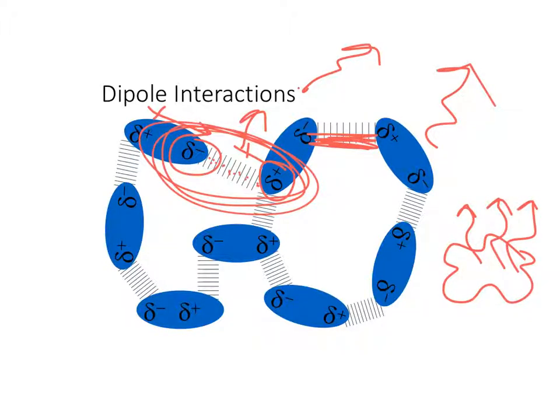So remember, London dispersion forces and dipole interactions allow molecules around each other to stay as a liquid or sometimes even a solid if the interactions are strong enough.